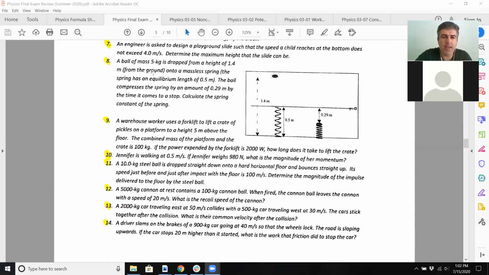Problem 8: a mass of 5 kilograms is dropped from a height of 1.4 meters from the ground onto a massless spring. The spring has an equilibrium length of 0.5, and when it compresses the spring to 0.29, calculate the spring constant.